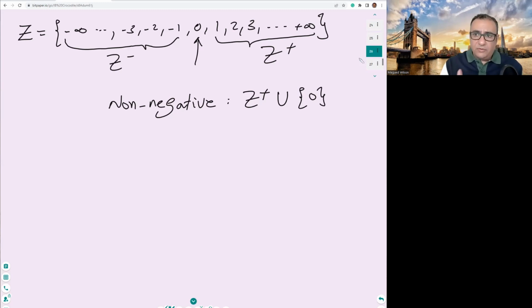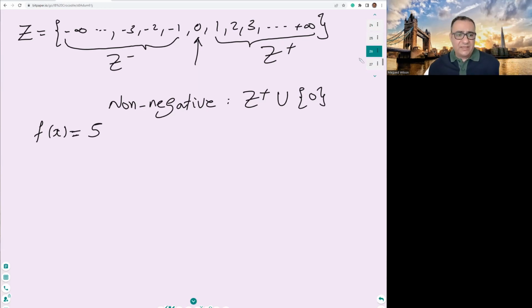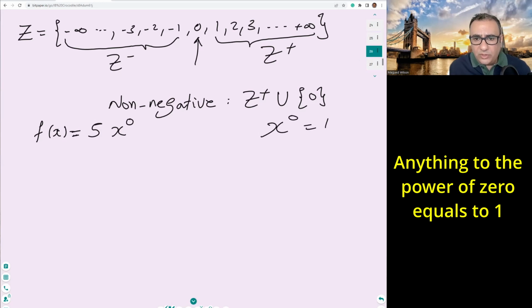Now let me give you some examples. So a polynomial function. So I say f of x is going to equal, let's say 5, right? Now 5 here doesn't have any x. When you look at this expression here, I don't see x. Well, it means here x was there, but to the power of 0. And we know anything to the power of 0 is equal to 1. So anything to the power of 0 equal to 1. That's why 5 times x to the power of 0, which equals 1, means 5.